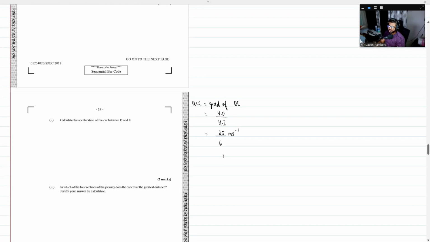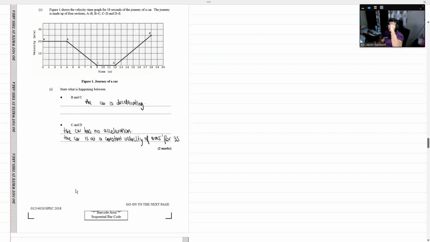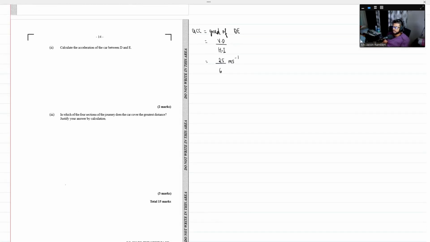In which of the 4 sections does the car cover the greatest distance? Justify your answer by calculations. So the distance traveled for a velocity time graph is going to be the area underneath the graph. So the distance traveled is equal to the area under the graph.